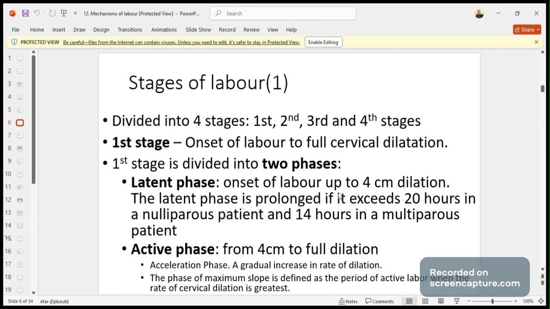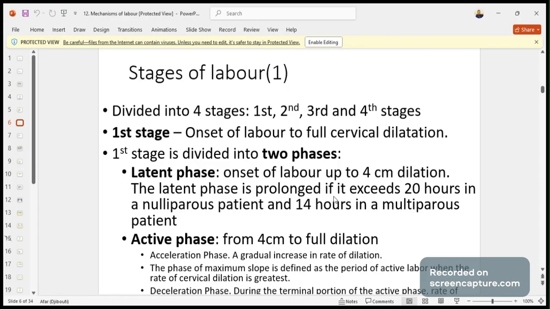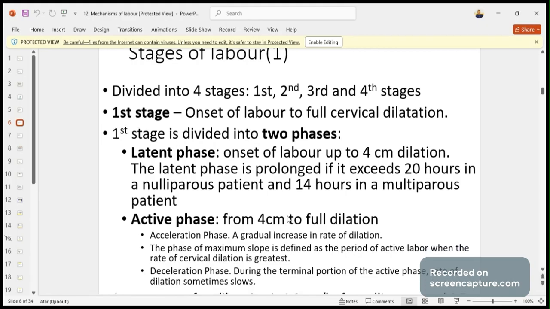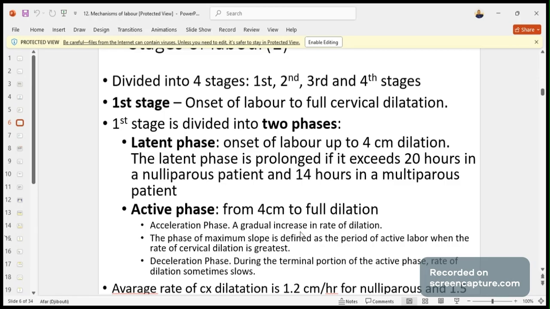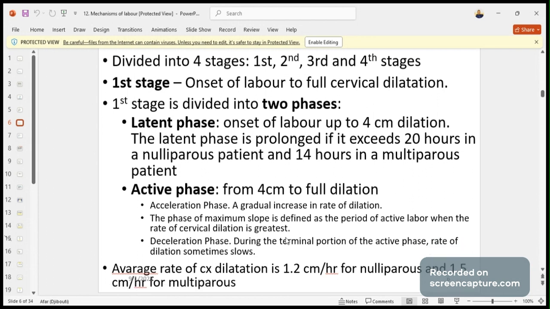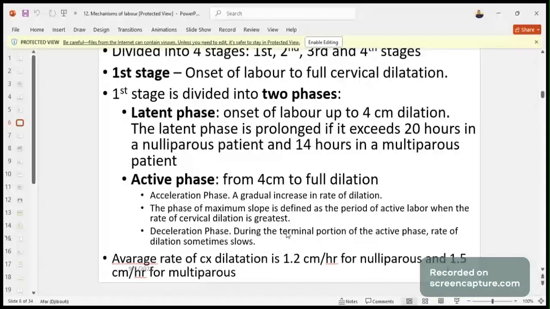Then you have the active phase from 4 centimeters to full dilatation. This active phase has the acceleration phase, the phase of maximum slope, and then the deceleration phase. Acceleration phase is a gradual increase in the rate of dilatation. The phase of maximum slope is defined as the period of active labor when the rate of cervical dilatation is greatest. But you see, both latent phase and active phase are still under the first stage of labor. Then the deceleration phase, where the speed is now slowing down. During the terminal portion of the active phase, the rate of dilatation sometimes slows down. But remember, the active phase we take from 4 centimeters up to 10 centimeters.